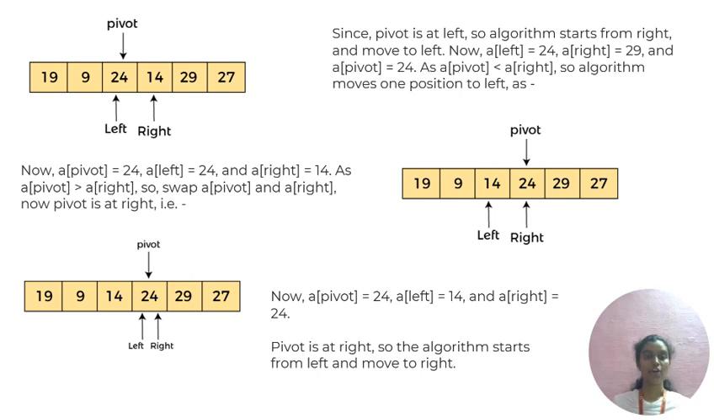Now A of pivot is 24, A of left is 24, and A of right is 14. As A of pivot is greater than A of right, swap A of pivot and A of right. Now the pivot is at the right. A of pivot is equal to 24, A of left is equal to 14, and A of right is equal to 24. Pivot is at the right, so the algorithm starts from the left and moves to the right.